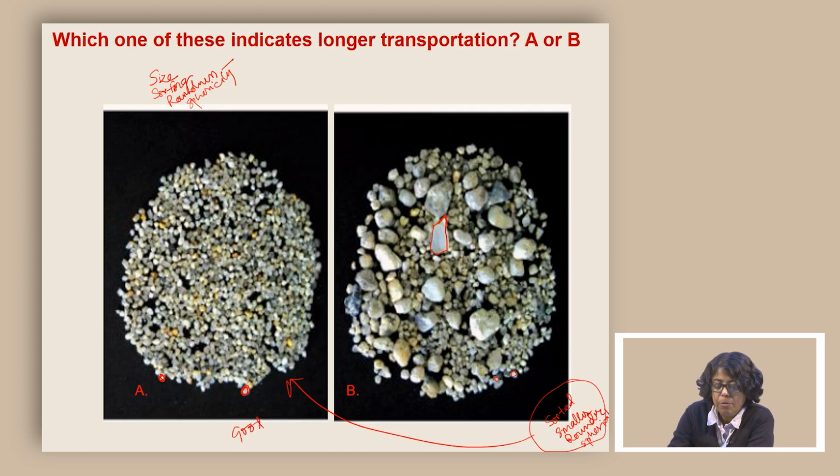Whereas here some of them are larger and some of them are very small, and therefore the sorting is poor. We also found that the overall size, if I have to compare, this one would be small and this one is going to be large. So, all of these indicate that this one has been transported longer.